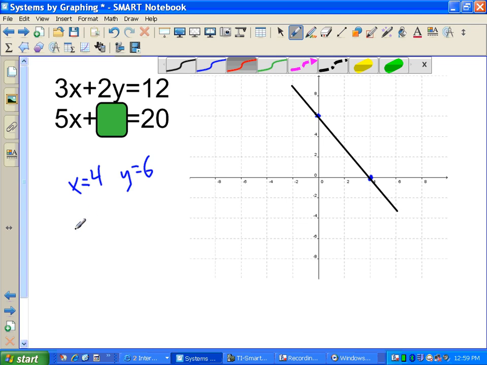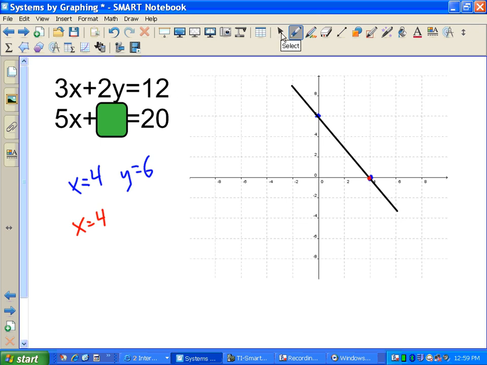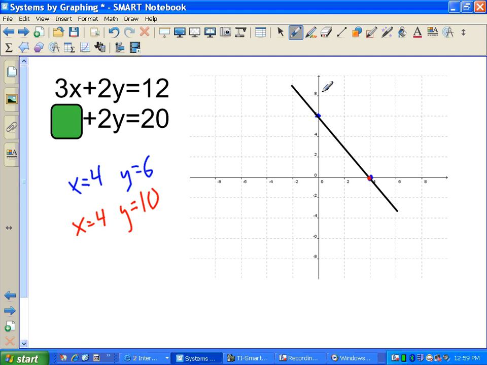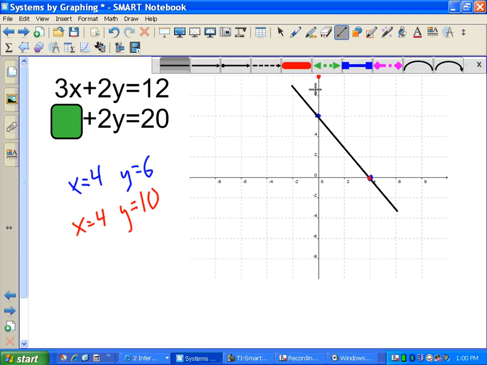The x-intercept, 5 times what equals 20? X equals 4. Okay, so x equals 4. I think we're zeroing in on where they're going to cross, aren't we? Then we go to find the y-intercept when x is 0. So my y-intercept is 2 times what equals 20? I think it's 10. So my y-intercept's up here at 10. Draw the line. Boom.